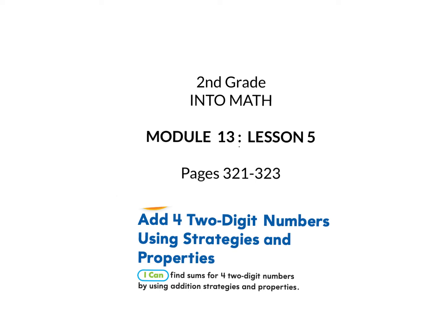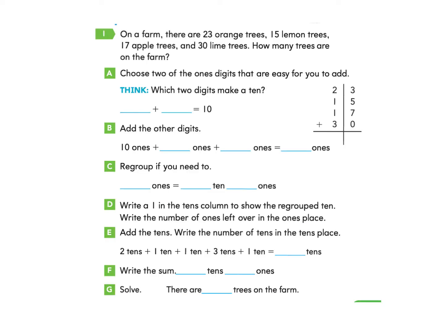This is Into Math, 2nd grade, Module 13, Lesson 5. We will begin on page 321. In this lesson, we will be learning to add 4 two-digit numbers using strategies and properties. I can find sums for 4 two-digit numbers by using addition strategies and properties. Please gather your workbook and a pencil and turn to page 321.